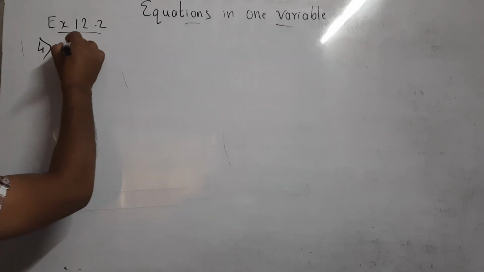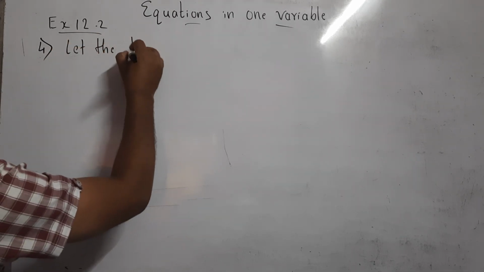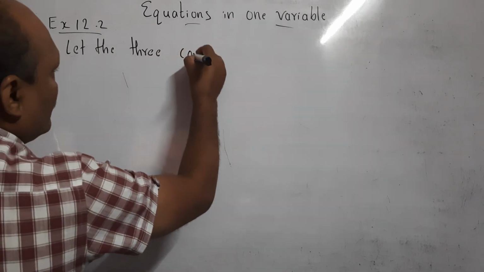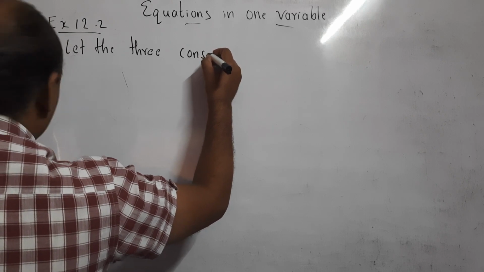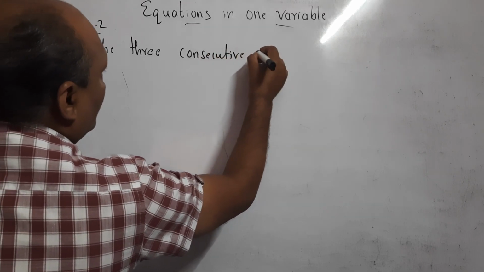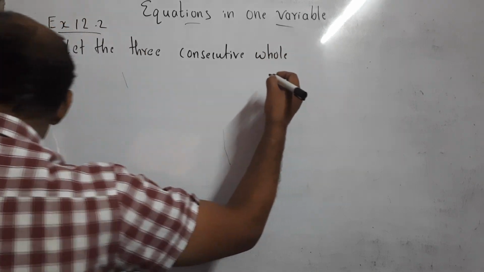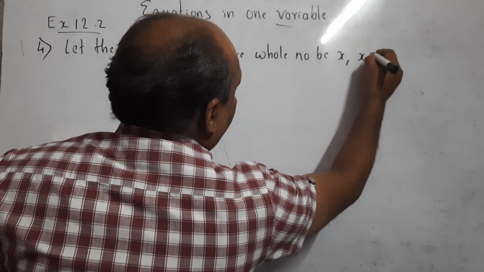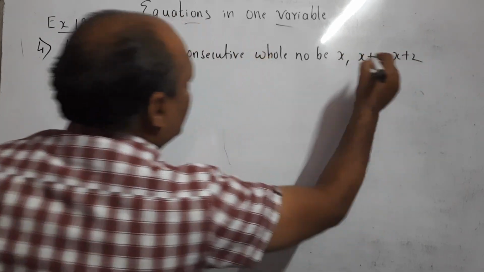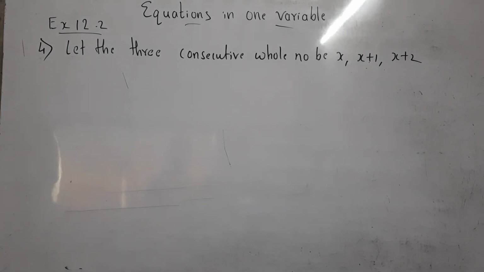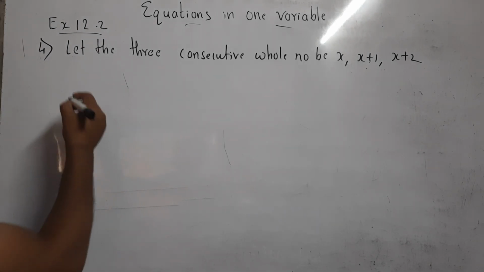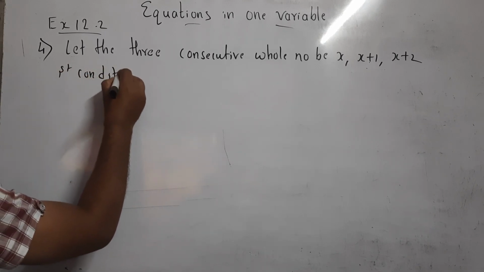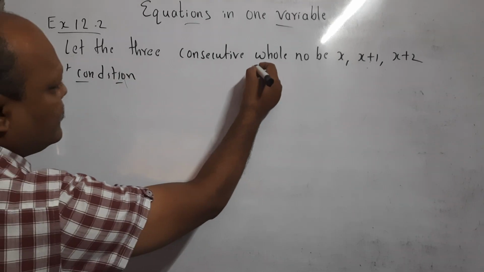So what we will take here: let the 3 consecutive whole numbers be x, x plus 1 and x plus 2. These are the 3 consecutive whole numbers. Now the 2 conditions are given to you. According to the first condition, what is the first condition given here?